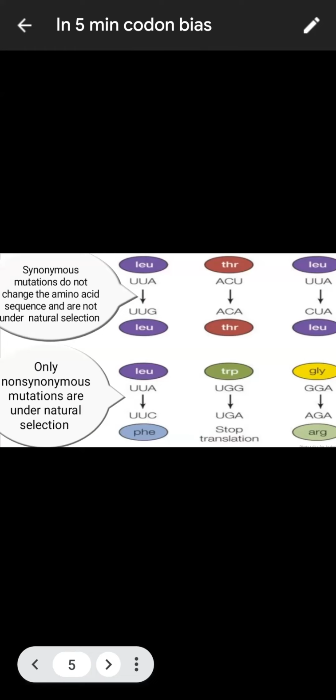Since these mutations are not changing the amino acid, the protein in the individual itself is not changed. Therefore, natural selection and survival of the fittest does not work on this. They are considered as neutral.